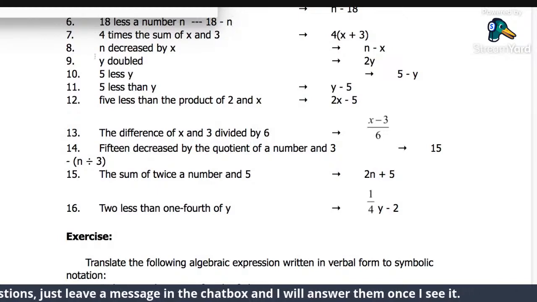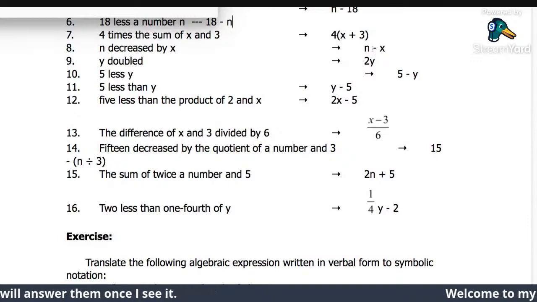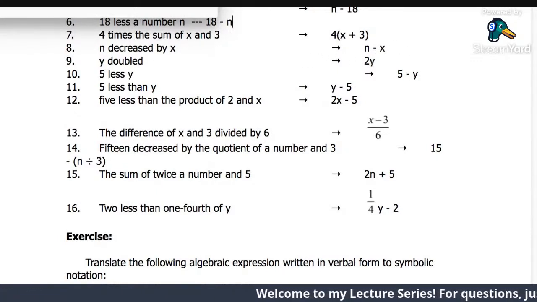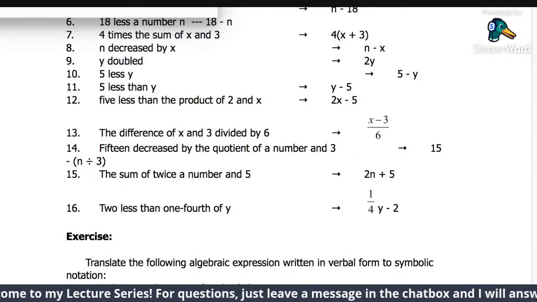Okay. Then we have here n decreased by x. So that is simply n minus x. Y doubled. So it's 2y. Okay. Be careful here. Y doubled is when you double it, meaning you multiply it by 2.